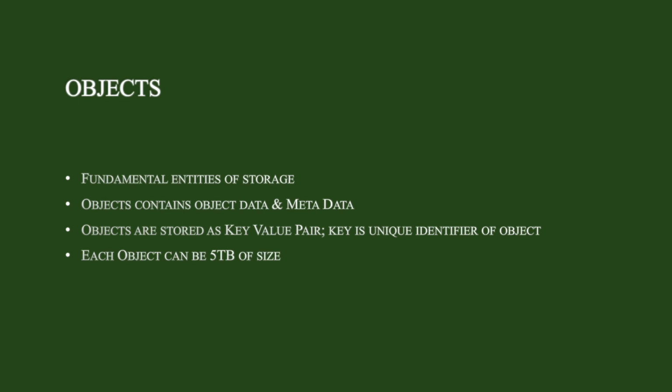Regarding objects, they are the fundamental entities of storage. As we have already seen, objects are nothing but the files and the metadata related to the files. Objects are stored as key-value pairs. The key for an object is the name of the file, in our case dl.jpg, and the value is the content of the file. Each object can be up to 5 TB in size, which is the maximum allowed by AWS.